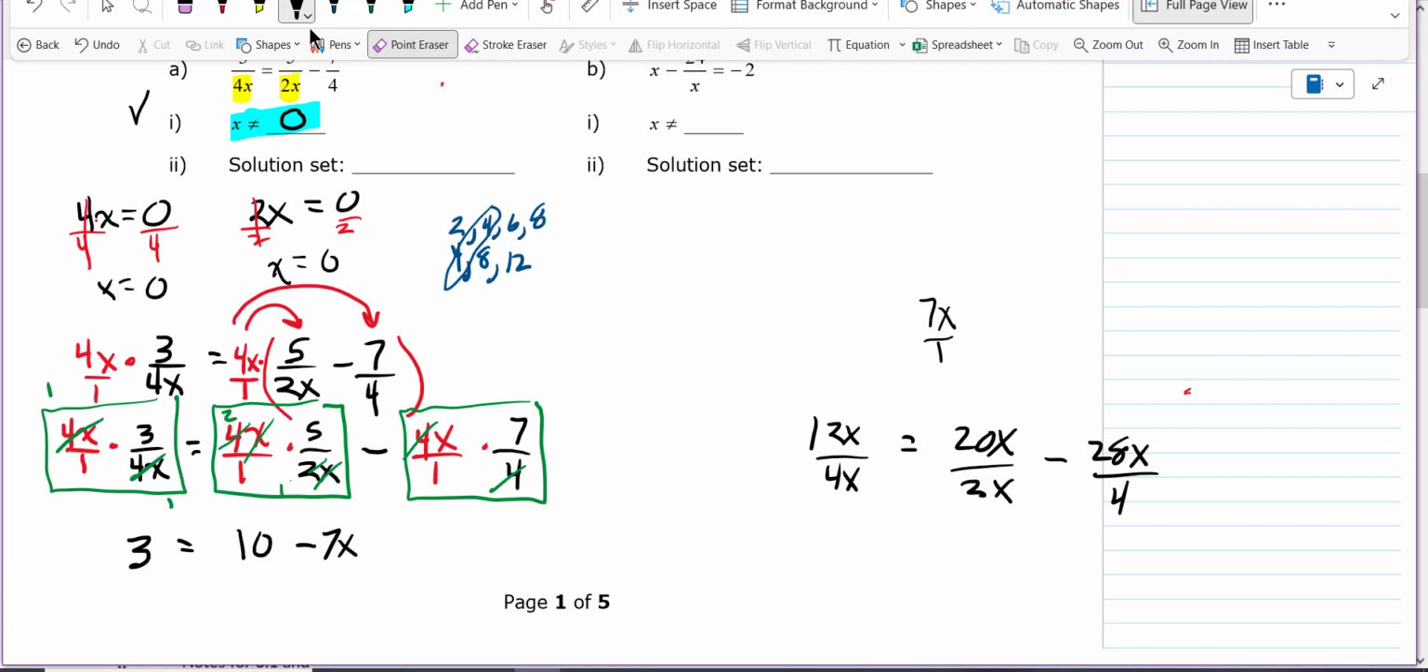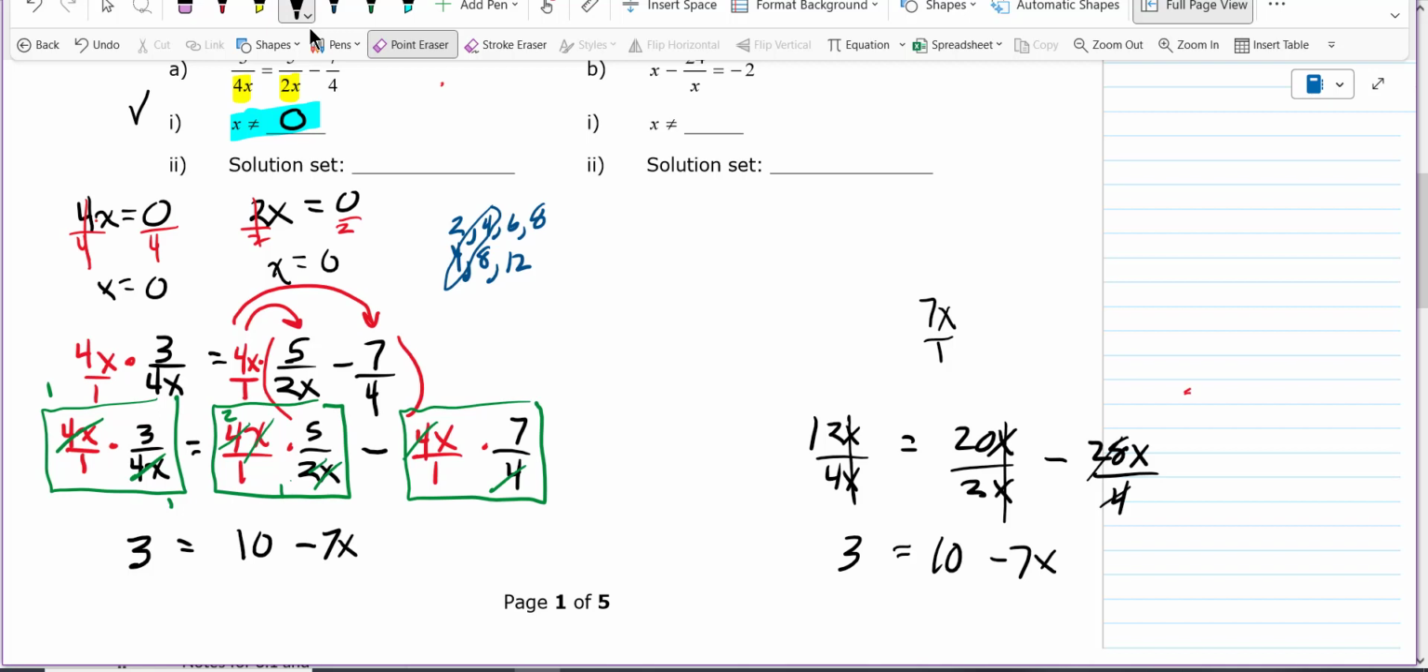Now, if you don't want to do the cancellation that way, you can just multiply straight across and reduce. Some students prefer this. Notice if we did that, x's cancel out. 12 divided by 4 is 3, so we get the same thing. Over here, x's cross out. 20 divided by 2 is 10. And over here, 28 divided by 4 is 7, and we're left with an x. So you can do it that way if you prefer to.